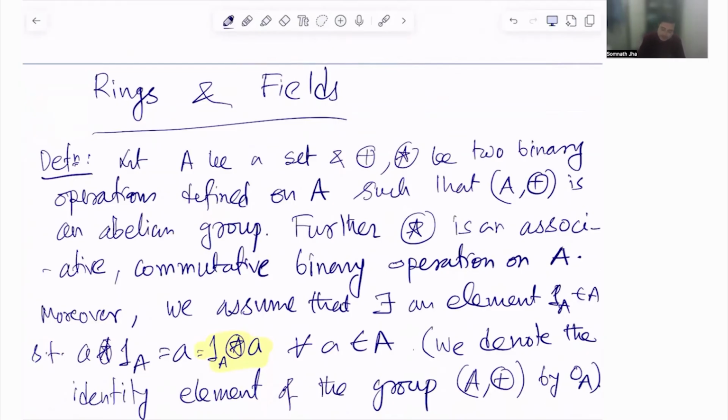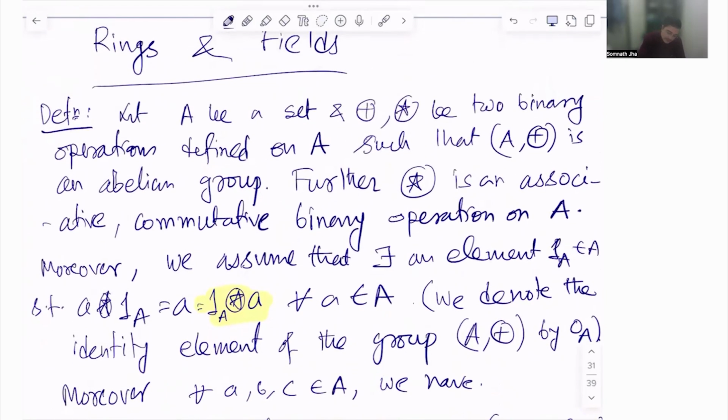Very soon we are just going to write plus and dot, and we are going to write 0_A, the additive identity, as 0, and 1_A, the multiplicative identity, as 1. These are about notation. Otherwise, notation becomes too much to handle.